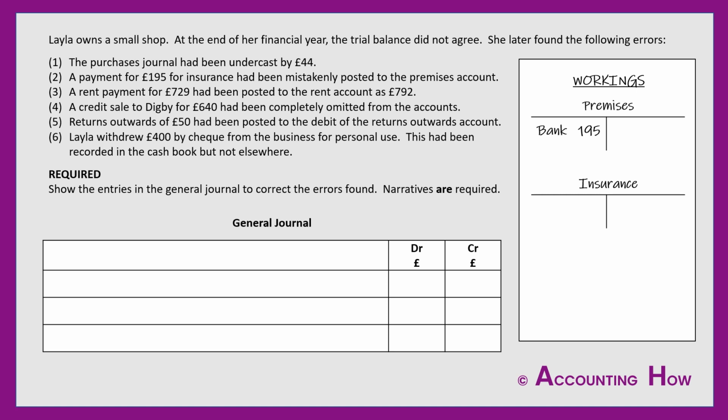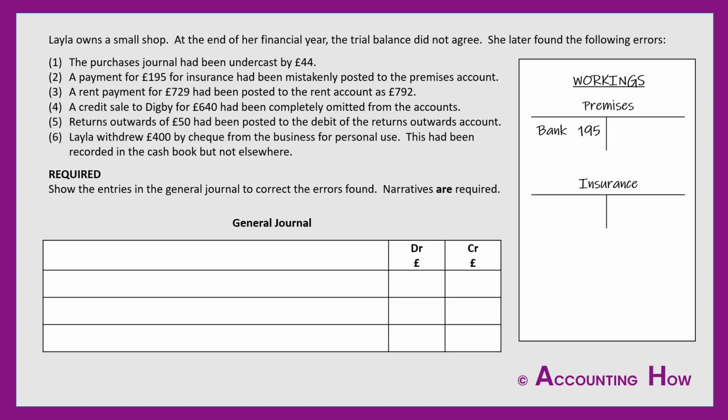I've put the word bank. Who knows how they paid? Maybe it was a check, maybe it was cash. It doesn't really matter. But 195 on the debit. But that's supposed to be in the insurance account. Insurance is an expense account, and to increase an expense account, we know that is also recorded on the debit. So in this case, Layla has got the side right. She has debited an account, but she's debited the wrong type of account. She's recorded this in premises, which is an asset, when it should be in insurance, which is an expense account.